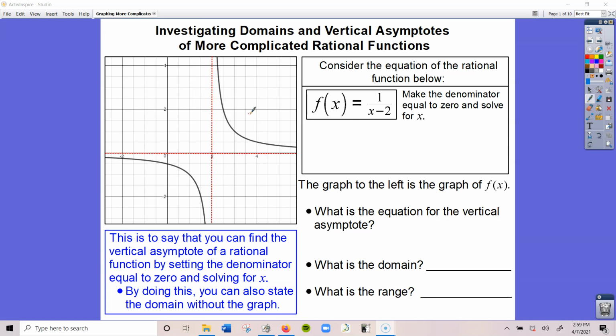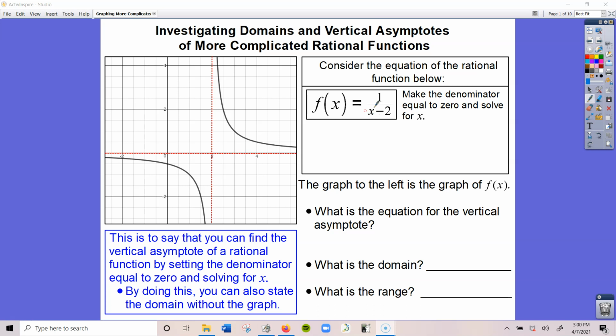Hey guys, today we're going to look at how to graph more complicated rational functions. But first we're going to start with just a simple one so that we can review a couple of things. So first of all, here we have this function f of x is equal to 1 over x minus 2. That is this graph here that we see.